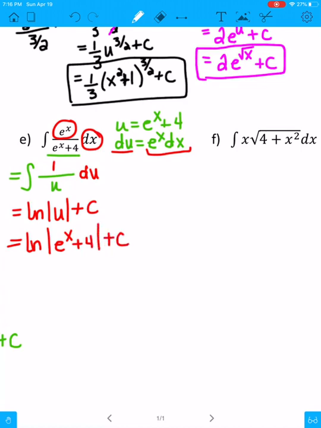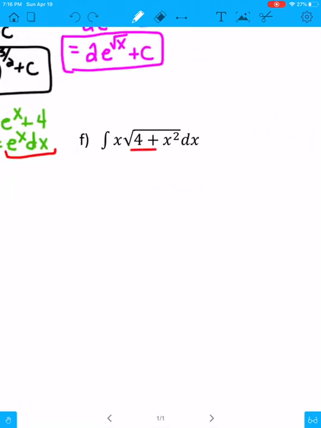Why? Because when we take the derivative of a ln, we rewrite e^x plus 4 on the bottom and the derivative of e^x plus 4 on top, which is e^x over e^x plus 4. So e^x over e^x plus 4 is actually the derivative of ln of e to the x plus 4. So we can check and we can see, and it's right. Okay? F is our last one.